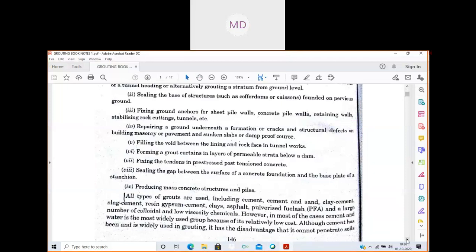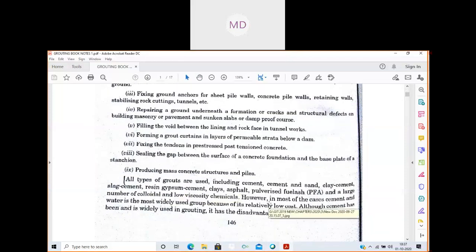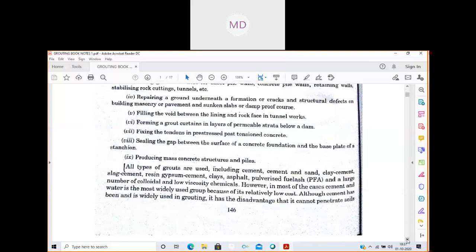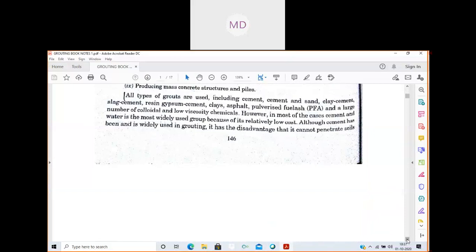So we were here. These are the various types of fluids, or rather not fluids, these are the different types of materials that we can use as grout for grouting purposes. We can either use one, or mix two or three of them at a time, depending on the type of strength achievement and the purpose required. Depending on that, we can select.